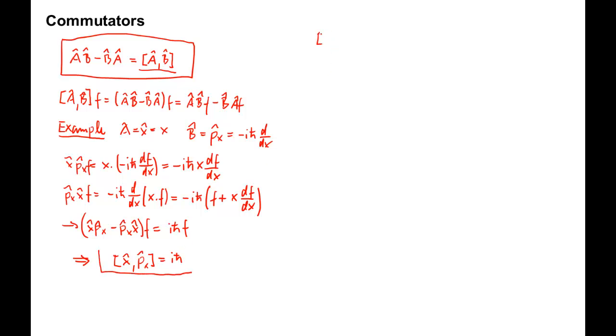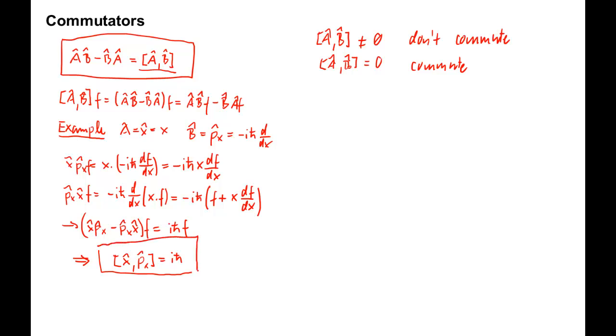Generally, if the commutator of two operators A and B is non-zero, we say that the operators don't commute. Otherwise, if the commutator equals 0, we say they do commute. Clearly, in our example, the two operators x and px don't commute. This commutation relationship is actually a very fundamental one in quantum mechanics. It is called the canonical commutation relationship.